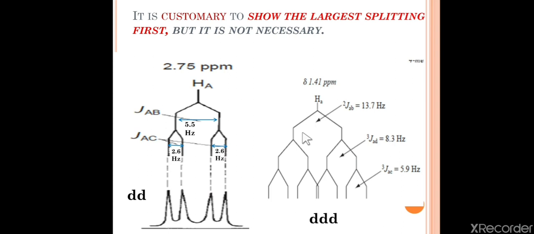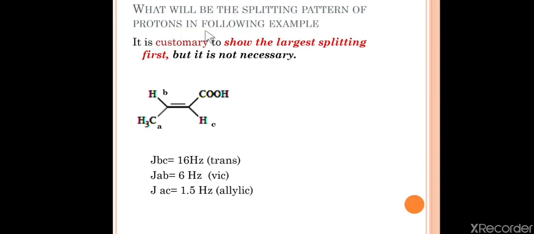Similarly, we are considering the largest coupling constant first in case of doublet of doublet of doublet, and it goes on decreasing to JAC up to 5.9 Hz. So we have doublet of doublet according to the coupling constant. So whatever the coupling constant shows the largest splitting is considered first. So let's consider some more examples. What will be the splitting pattern of protons in the following example?